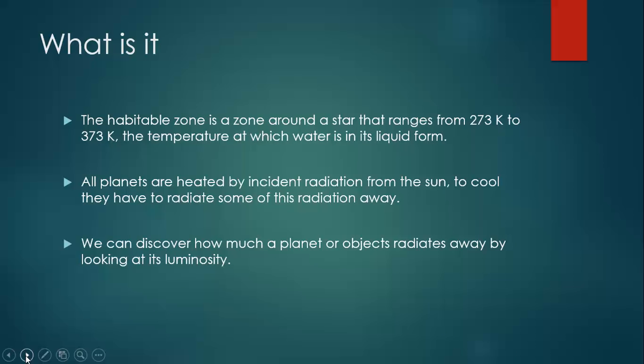The Habitable Zone is a zone around a star that ranges from 273 Kelvin to 373 Kelvin, the temperature at which water is in its liquid form. This is important because water is essential to life, but not always. We'll learn about that later. Luminosity, or albedo, also affects how a planet is affected by its star, due to the ability to reflect light.